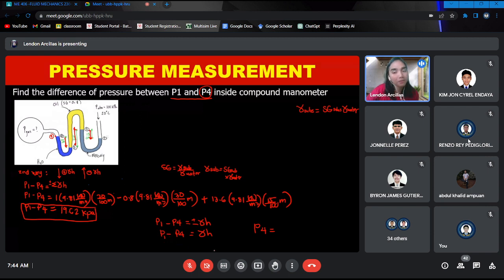Transpose natin yung pressure 4 sa right side, magiging positive. Tapos, ang ating pressure 1 dyan lang. So, pressure equal to pressure 1 plus or minus specific weight times the height. Okay? So the idea of this is the total pressure. This is the pressure difference.